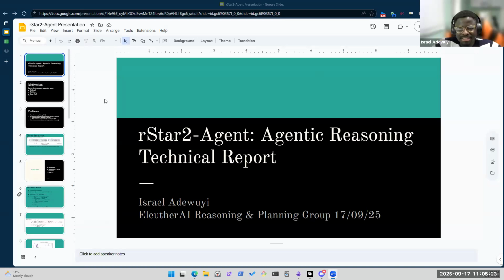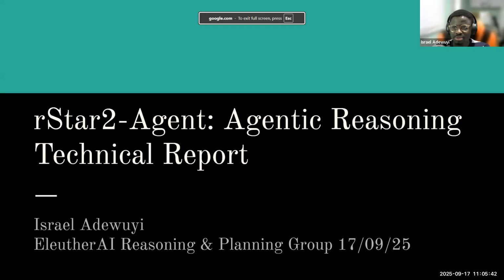So, yeah, this evening or at this time, depending on where you are in the world, I'll be talking about R2 agents. This paper was released by Microsoft, I think a couple of weeks ago, and I skimmed through it. Then I just made the mental note that, okay, this will be something interesting to talk about. So, yeah, I'll be sharing that today.